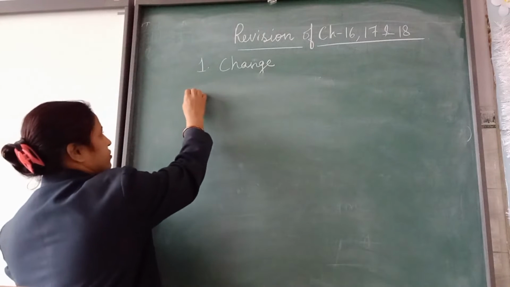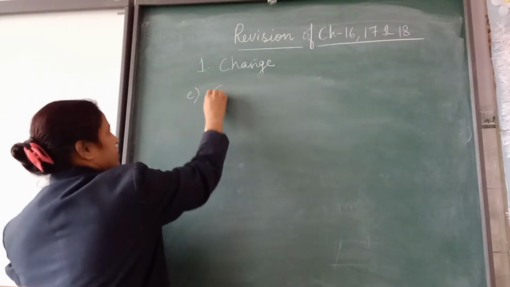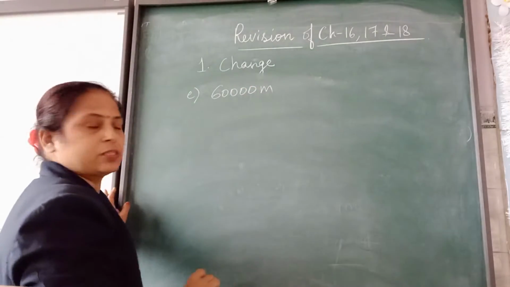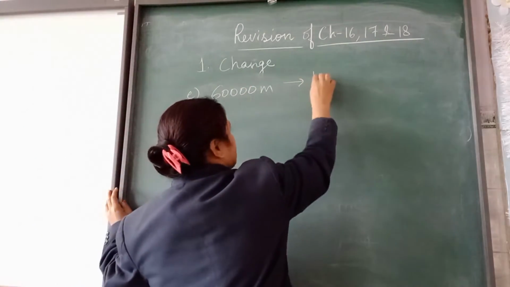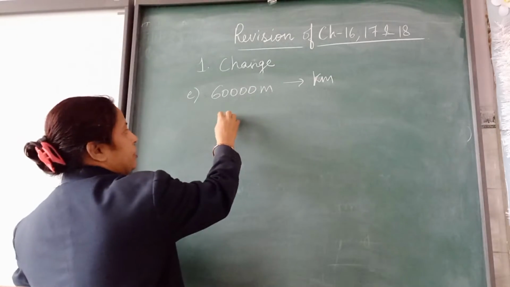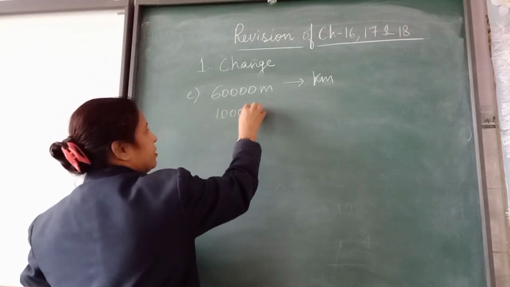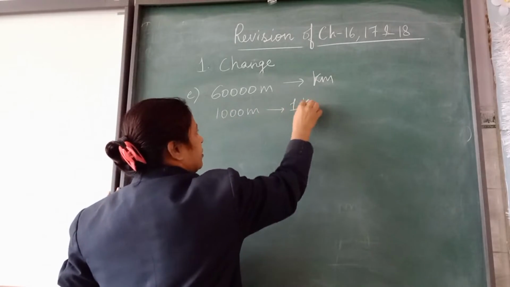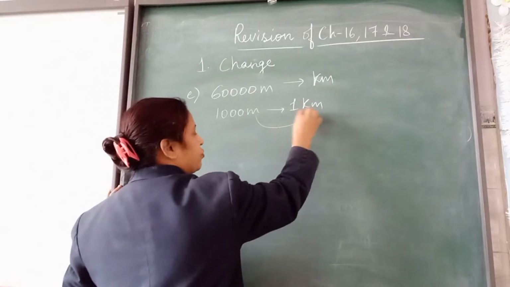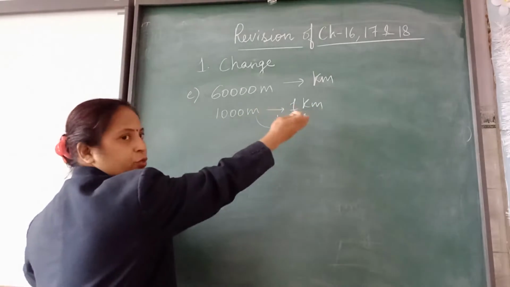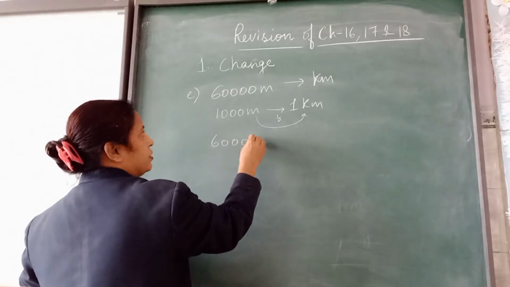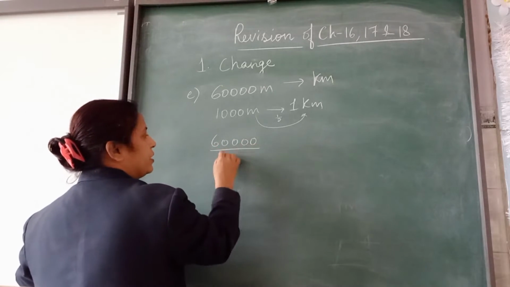Now another question, children. 60,000 meters you are now changing into kilometers. So how are you going to change it? See, you know 1000 meters make 1 kilometer. Kilometer is bigger than meters. So when you change this, you have to divide, because you are going from smaller unit to bigger unit. So 60,000 is mentioned here. So you will divide by 1000.